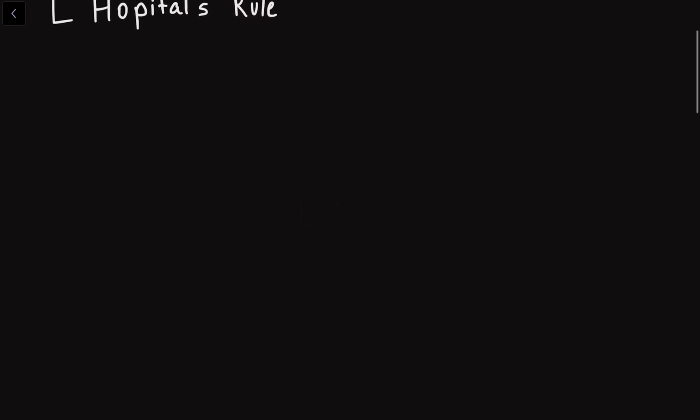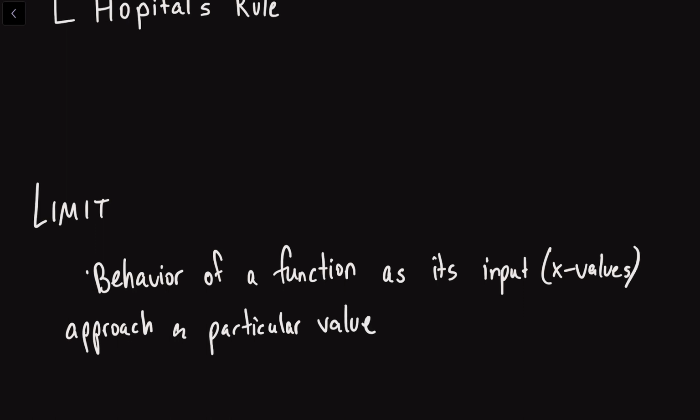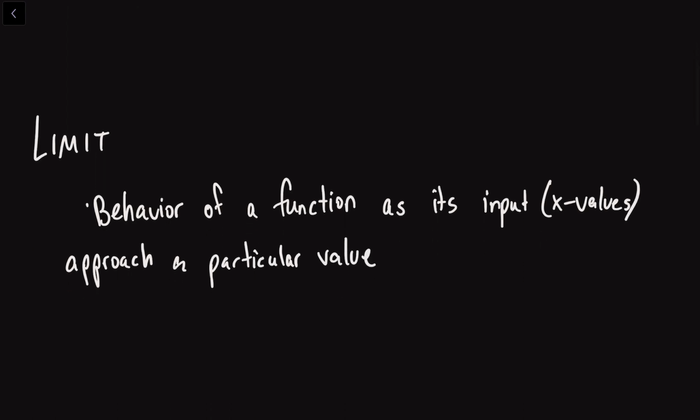So, a limit helps us describe the behavior of a function as its input, or x values, approach a particular value. So, that's still pretty scientific. Let's simplify it a little. So let's show a limit to help explain this.